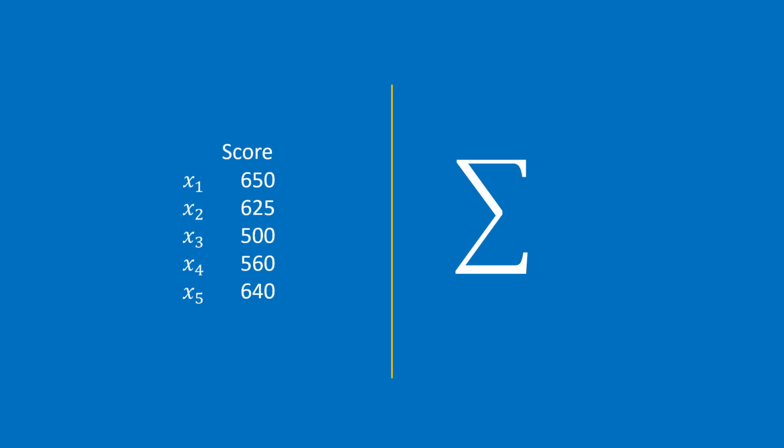For example, suppose we have a set of SAT scores, and for some reason we want to add them all together. Maybe we're going to compute a mean or something like that. Each X score represents a value which we can number from 1 to 5. In this example, x1 equals 650, x2 equals 625, etc. The sum of x is simply the sum of all the x values, 1 through 5. The expression on the right here says compute 650 plus 625 plus 500 plus 560 plus 640, and it evaluates to 2,975.